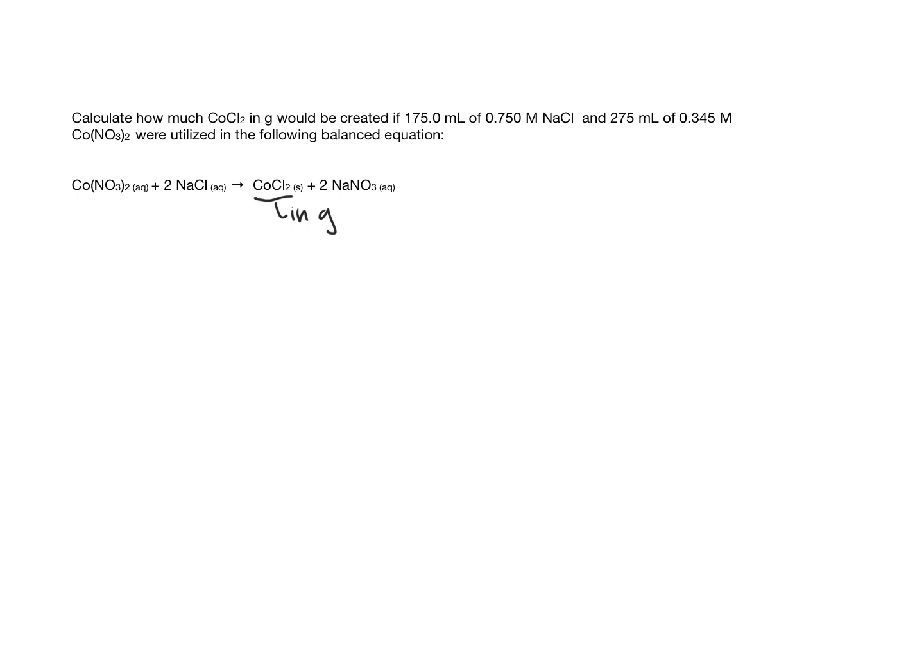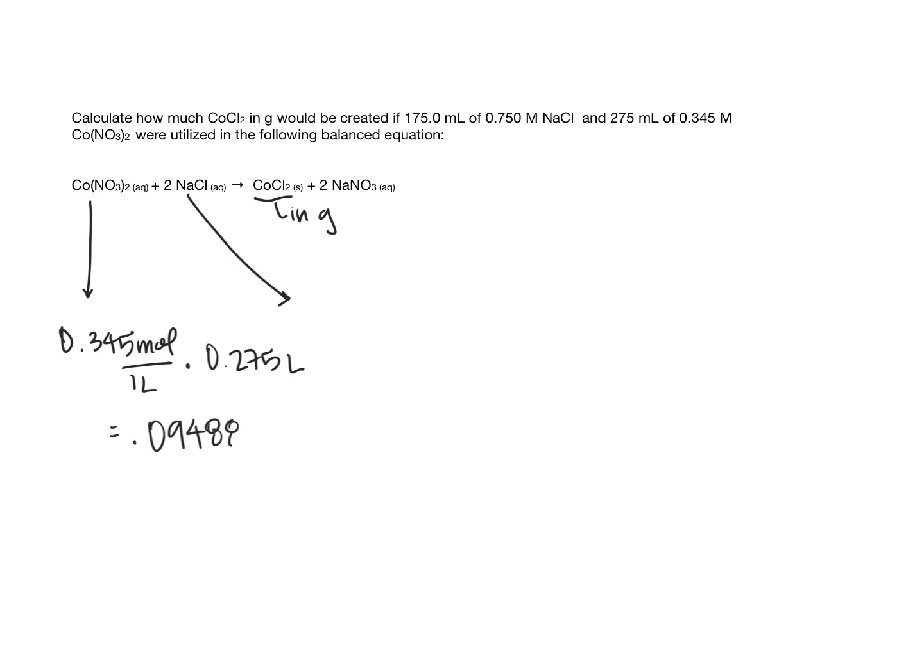So first, because we have a volume and a molarity, we can actually figure out the moles of cobalt nitrate pretty easily, as well as sodium chloride. So we'll start with cobalt nitrate. We're going to take the molarity of cobalt nitrate, which is 0.345 moles in 1 liter, and multiply that by 0.275 liters. And that gives us that we have 0.09488 moles of cobalt nitrate.